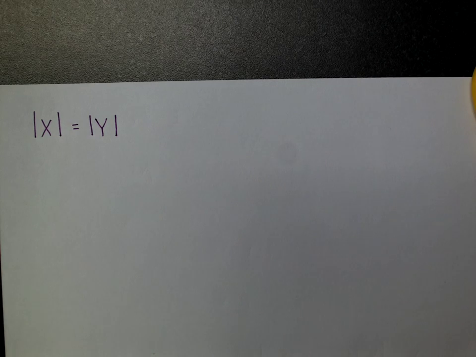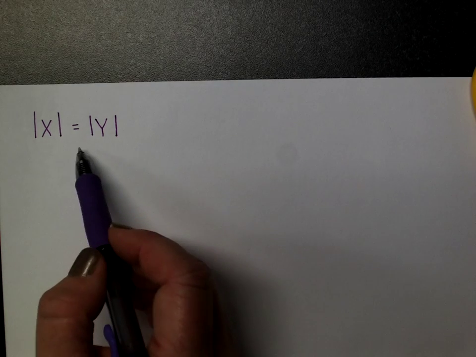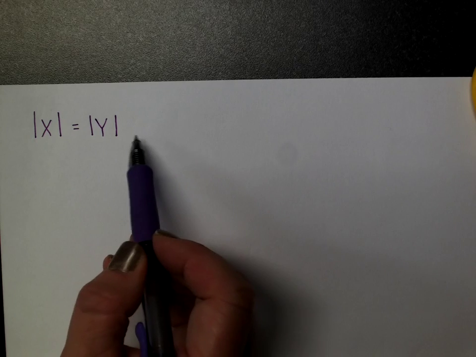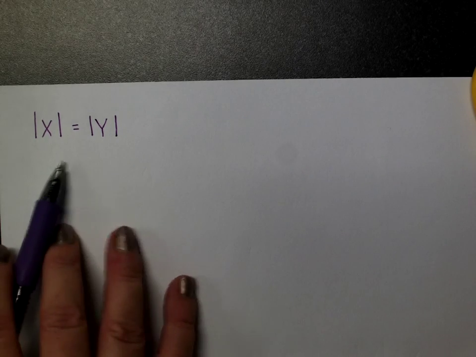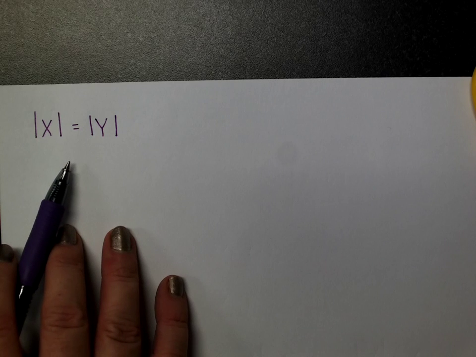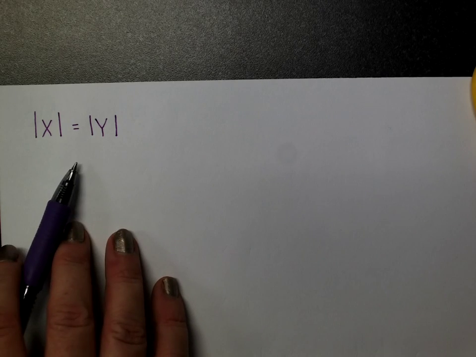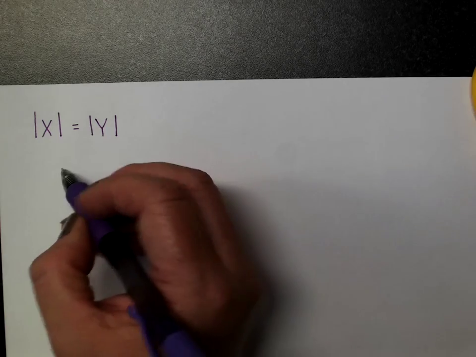Is equal to another, I'll call this one big Y, just different than the first one. Now in this case, when you see one of these, you're not going to have anything outside these absolute value bars, so you don't have to worry about isolating. But it's still the same idea: you've got one solution to the left and one solution to the right. So you're still going to split it into two linears.